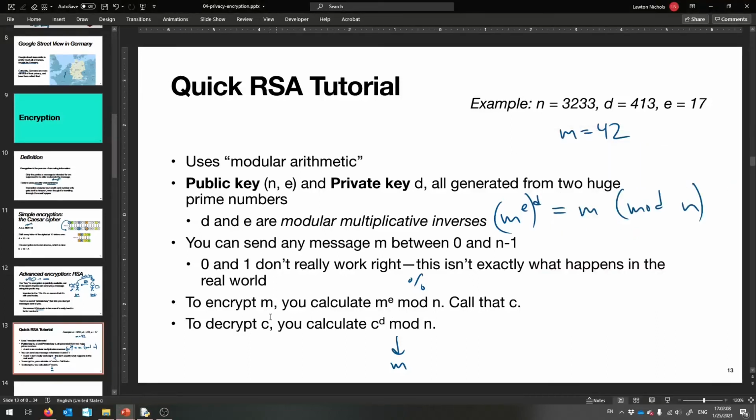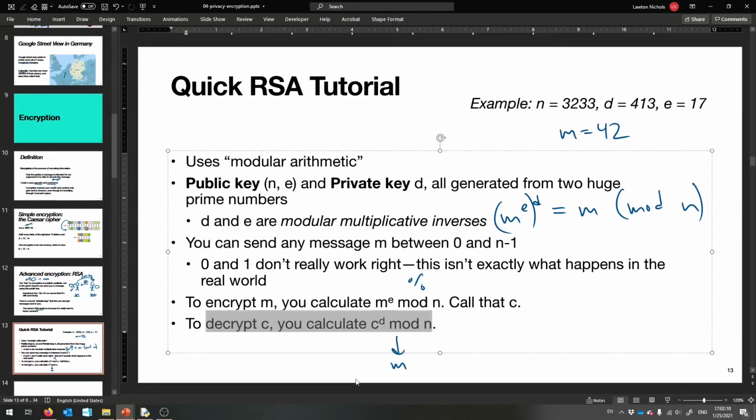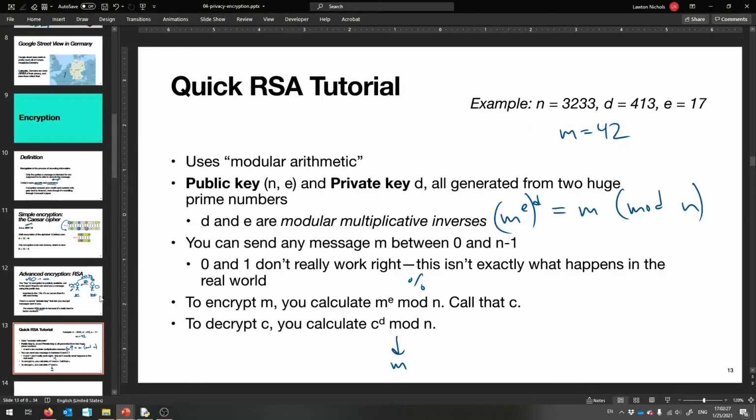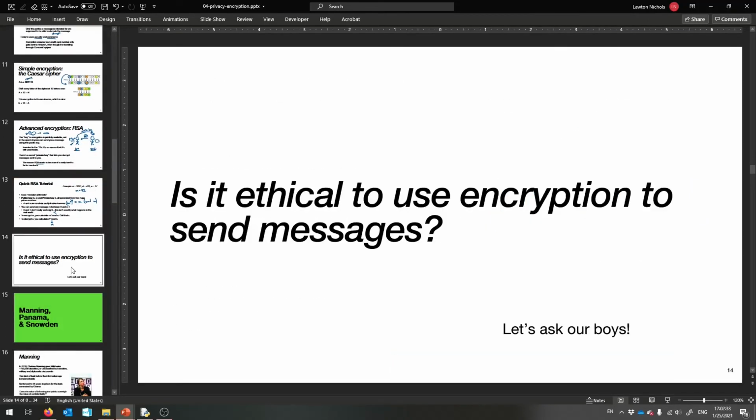And now to decrypt c back to m again, we'll do c to the d mod n. So c to the d, which is 413, mod n, which was 3233. And what do you know? We get 42 back. So that's, in a nutshell, RSA. It works because of cool math, and yeah, that's encryption. That's what I want to show you there.